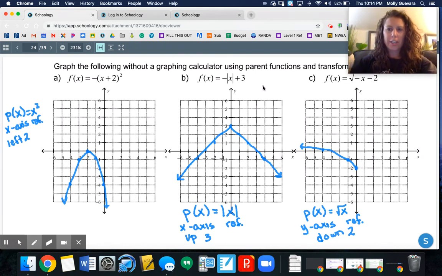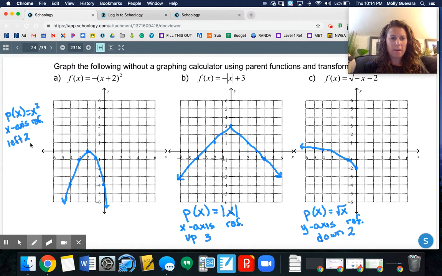All right, so check your work here. Make sure that everything's looking good. If you have to pause the video, go ahead. My parent graph for A was x squared, and then I had an x-axis reflection, and I went left 2. So that's how I got these points. Same thing for B, right? My parent graph, excuse me, is the absolute value of x. And then I have an x-axis reflection, and then it moves up 3.